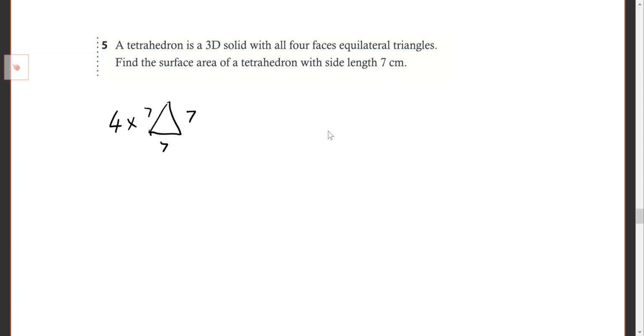A tetrahedron is a 3D solid with all 4 faces equilateral triangles. So if you find the surface area, each triangle has to do with the half times the base times the height. So that's 4 times 1/2, the base is 3.5, and the height I don't know.